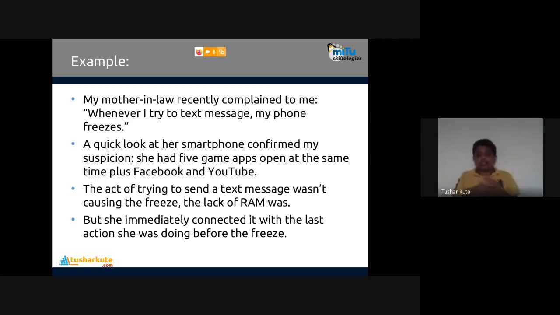But she immediately connected it to the last action she was doing before the freeze. What app we had opened, I have closed that app, and now my messaging app is not freezing. If you identify that application, that game was causing my messaging app to freeze, but no, the factor is something different. RAM size was there. RAM was not sufficient. That's why the problem was presented here.